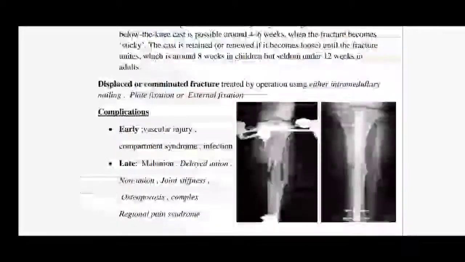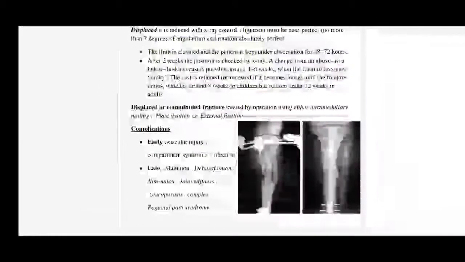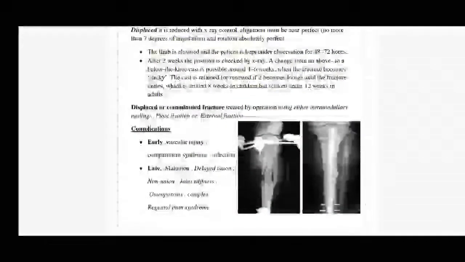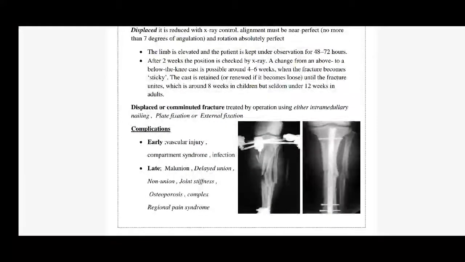Complication of both tibia and fibula fracture, either early or late. Early: vascular injury, compartment syndrome, and infection, and should be dealt with urgently. Late complication, which is common, is malunion, delayed union, non-union, joint stiffness, especially with delayed rehabilitation, osteoporosis or osteopenia, or disuse disease, and other is complex regional pain syndrome, or algodystrophy.